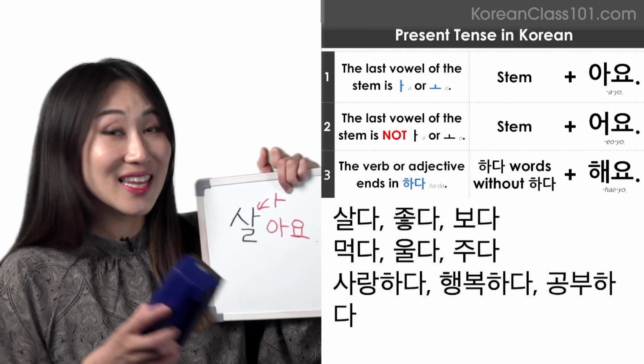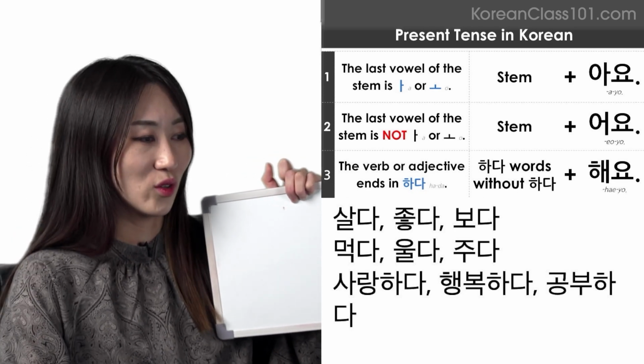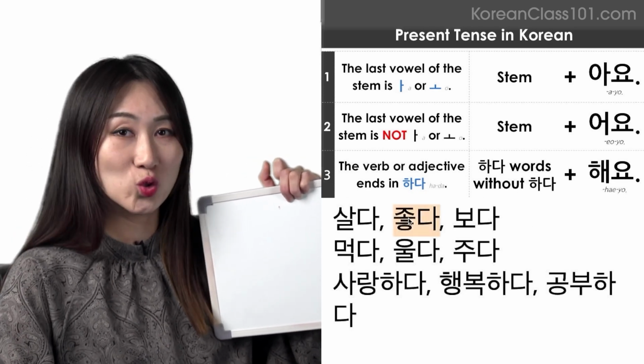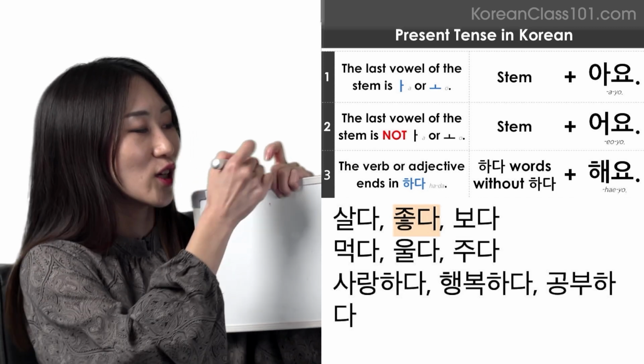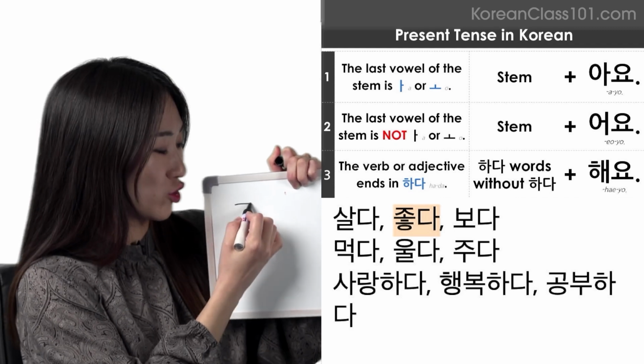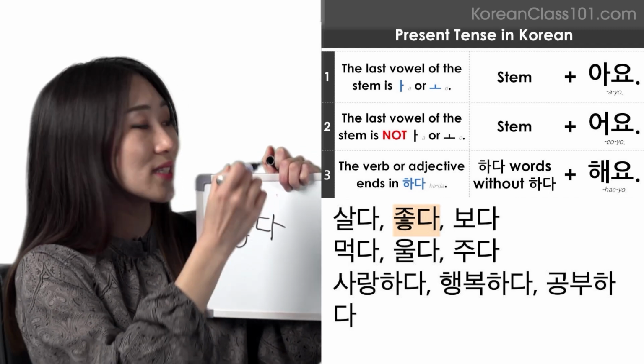살아요. Let's try the next one. 좋다. Okay, so do you remember the meaning? It means to be good. So 좋다. What's the stem here?